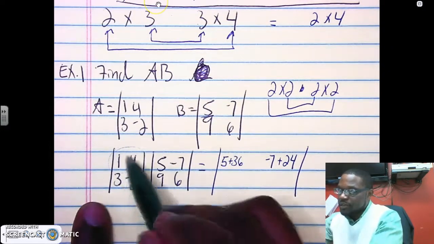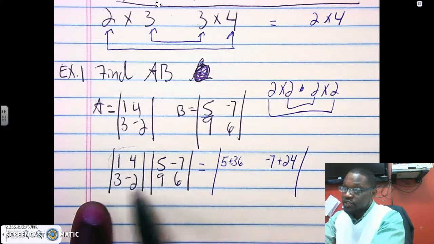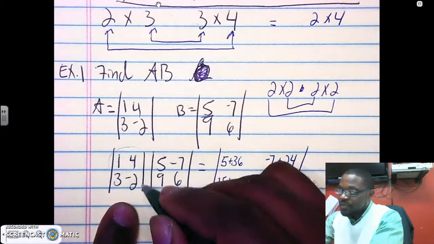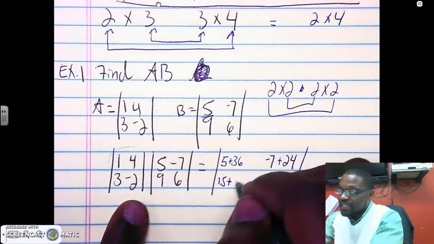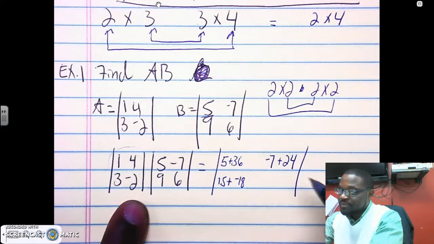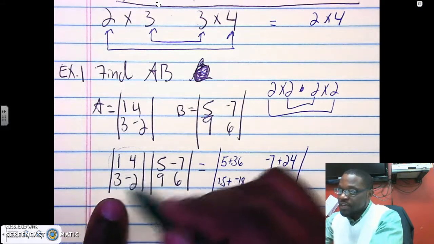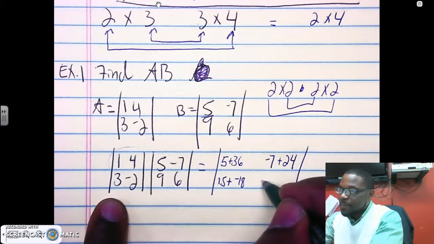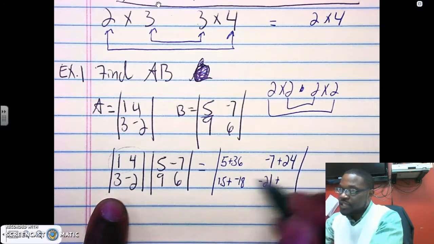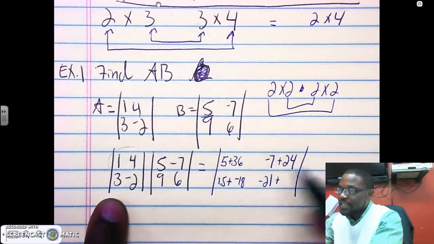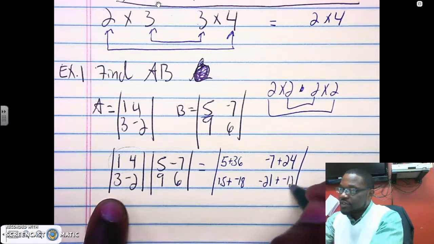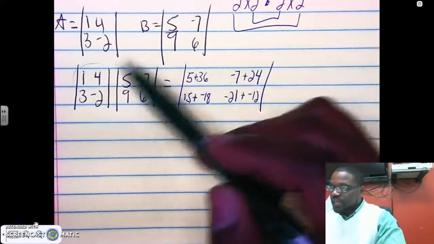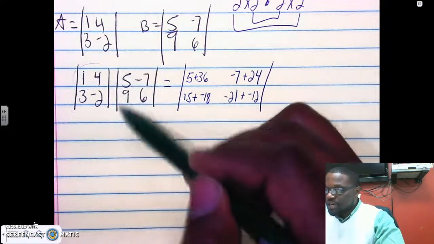Now down here, I'm no longer messing with 1 and 4, it's 3 and negative 2. So 3 times 5 is 15 plus negative 2 times 9 is negative 18. And then negative 2 times this column, 3 times negative 7 is negative 21 plus negative 2 times 6 is negative 12. Okay? So again, row times column.